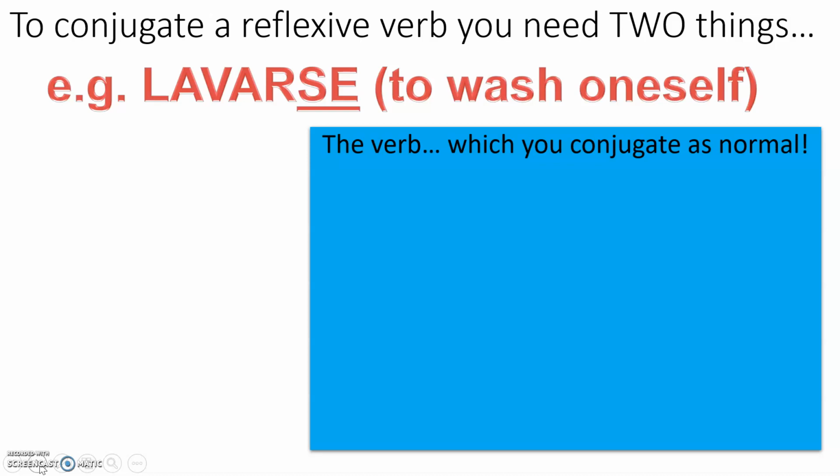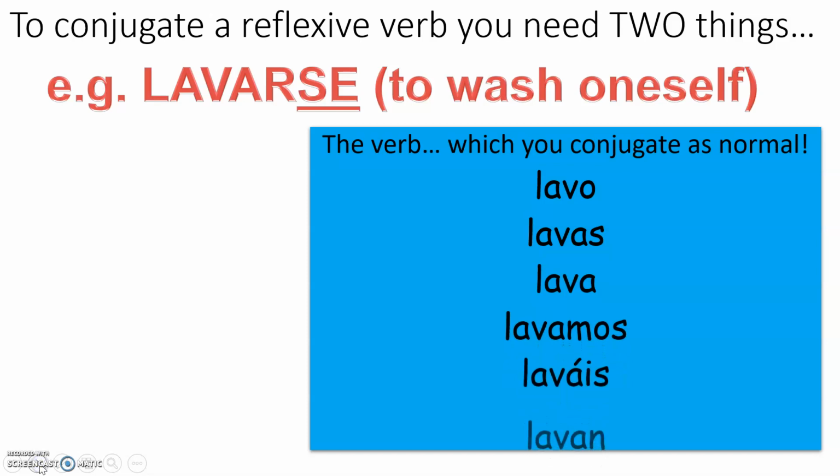Remove the AR, leaving us with LAV, our stem. And follow the AR verb conjugation pattern as normal. Lavo, lavas, lava, lavamos, laváis, and lavan. So this on its own would mean I wash, you wash, he, she, it washes, we wash, you wash, and they wash. But remember, we're working with a reflexive verb here.